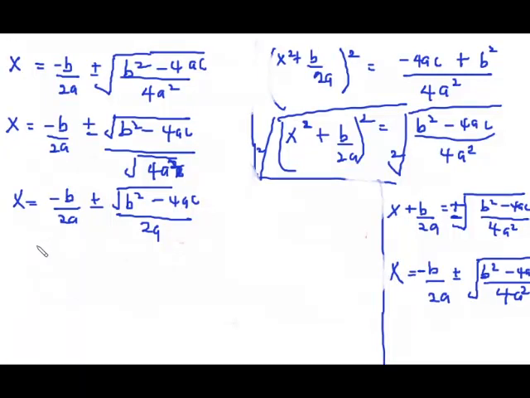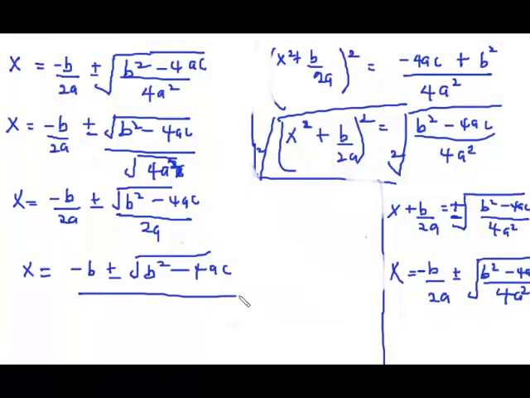Now if you notice, we have a common factor of 2a for the denominators of both fractions. So this means that we can just say x equals negative b plus or minus the square root of b squared minus 4ac, over 2a, because they have a common denominator here for the two fractions. So this is our quadratic formula.